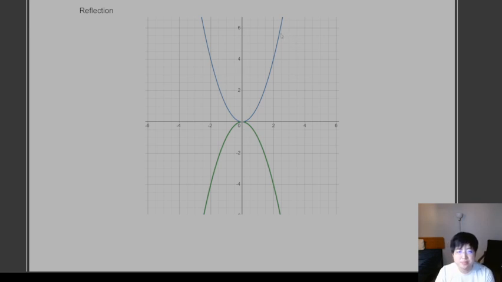So in this case, this blue function is f of x is x squared. And the green one, let's call it g of x, is negative x squared. So in this case, this is reflection over the x-axis, obviously. And as you can see, I multiplied by negative 1. Okay.